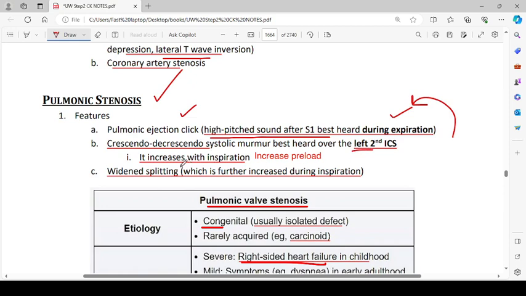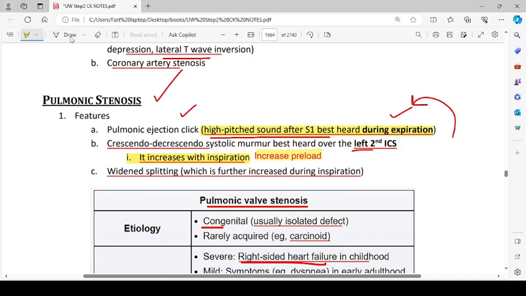It increases with inspiration. Yeah, as I was saying, all the right-sided murmurs increase with inspiration because of increased preload. So what is this saying? Like, what is the high-pitched sound after S1 that is best heard during expiration? I just didn't get it.